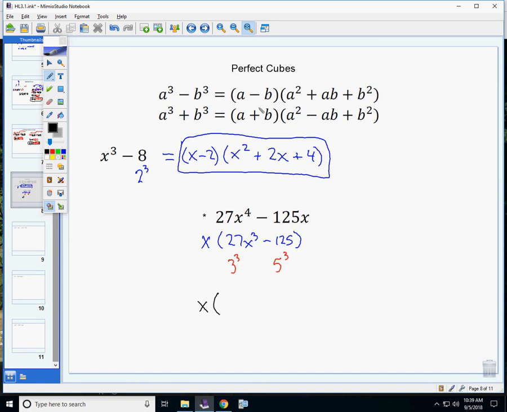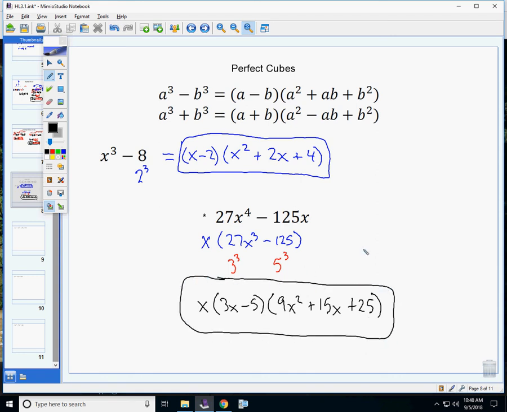So now following the top form again, we would have 3x minus 5. Square the first term, you get 9x squared. Multiply the two together, you get 15x. And then square the last term, you get plus 25. This is the factoring for that problem.